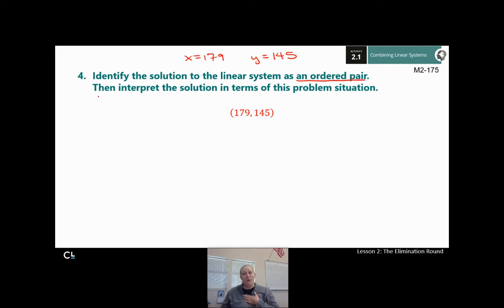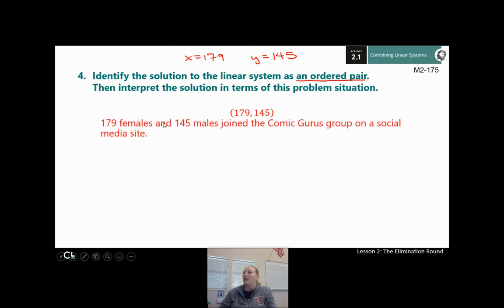Beautiful. But we're also asked to interpret the solution. Well, remember what all this was. This was about how many guys and how many gals are in the group, right? And we found out there are 179 females and 145 males in the Comic Gurus group on this social media site. Good job.